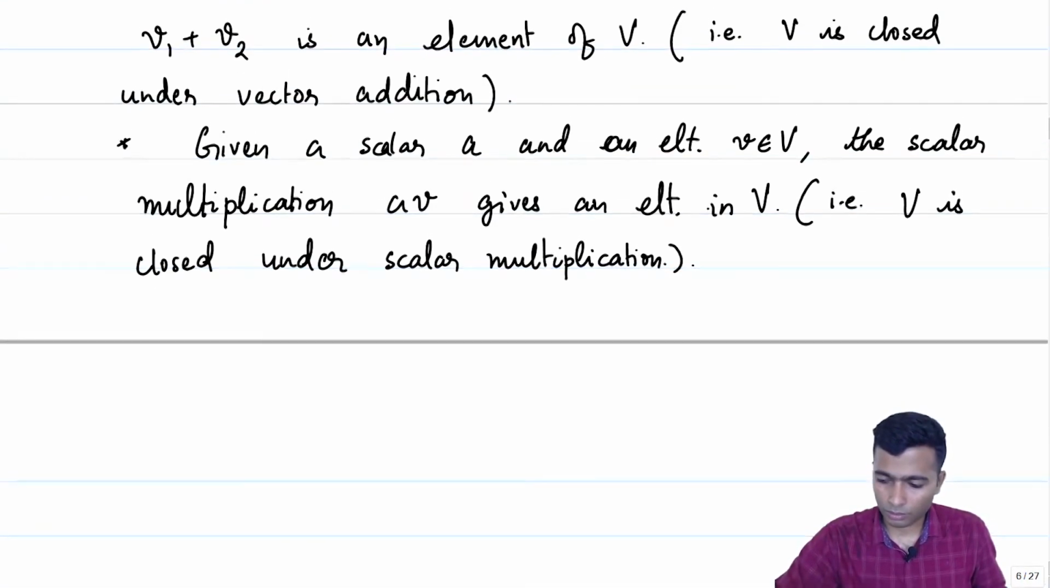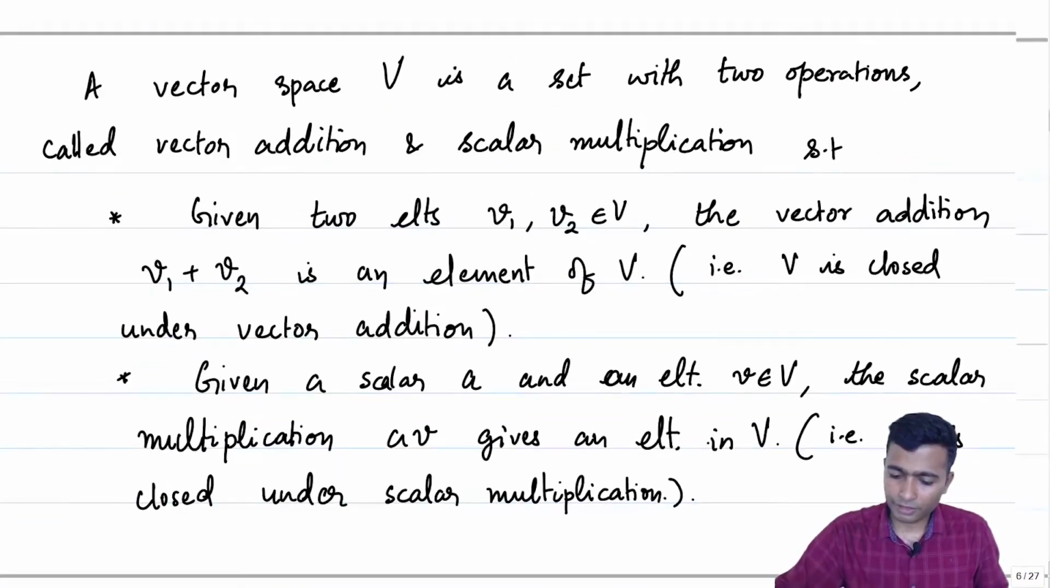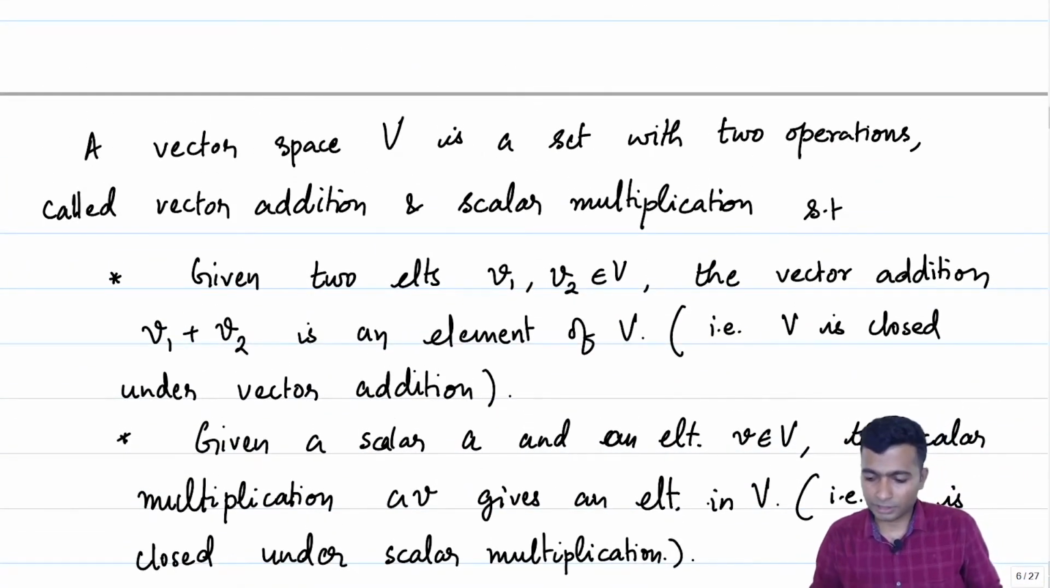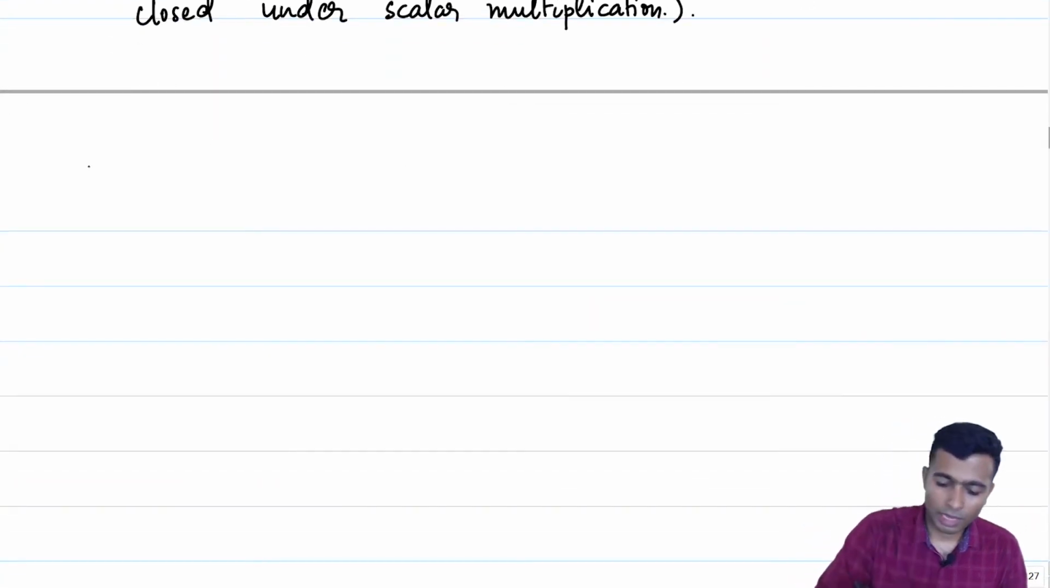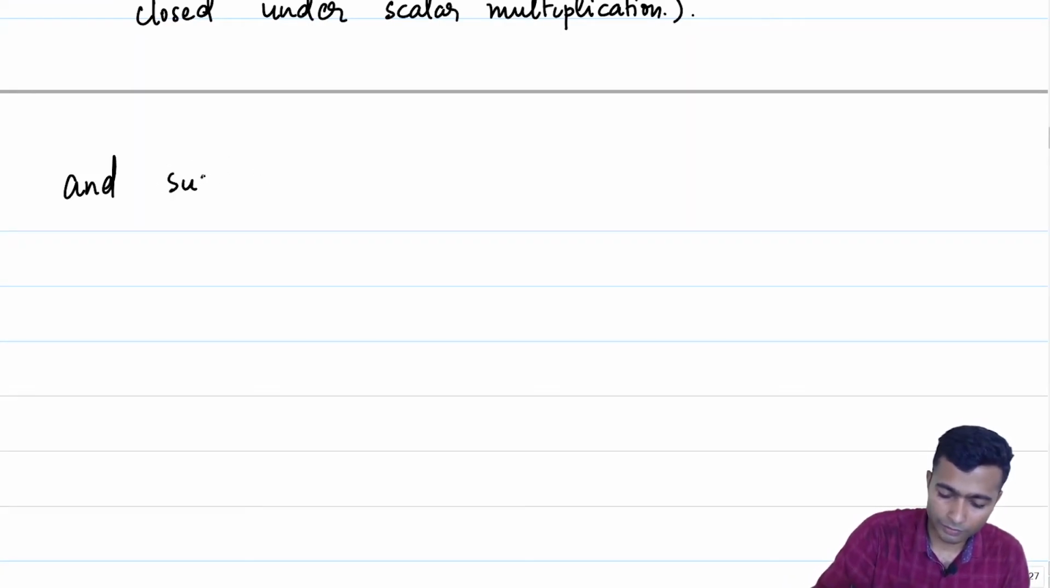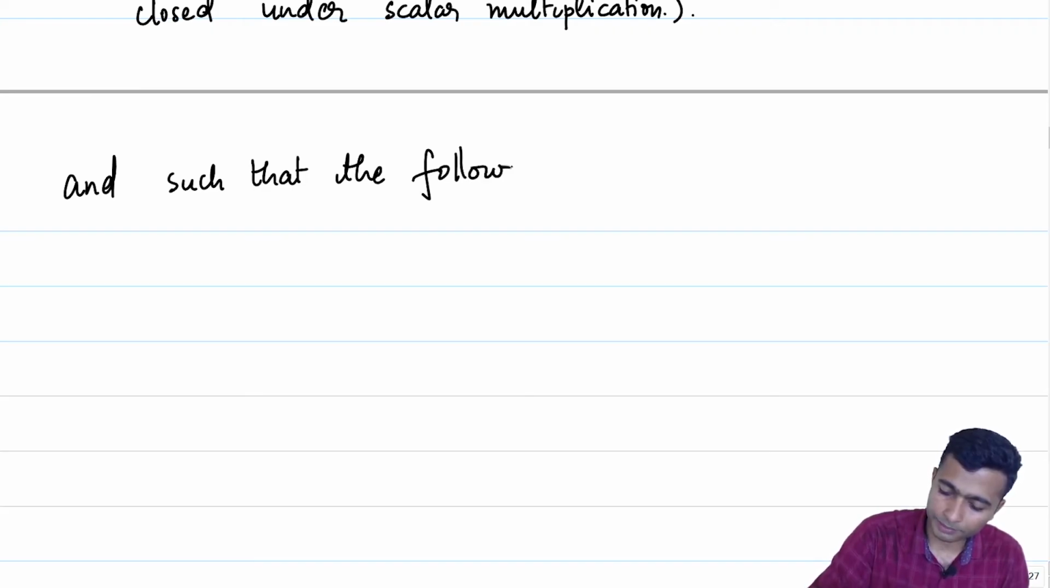Right. So, we start with a vector space, which is a set with these two operations such that these conditions of the space being closed under these operations are satisfied, and such that the following properties are satisfied.